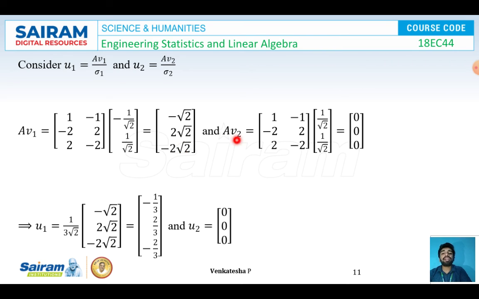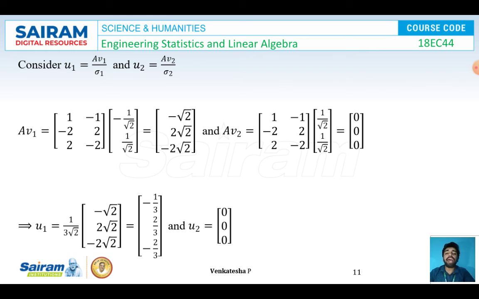Similarly, A v2 will become a matrix. I am taking A here, 1 minus 1, minus 2 2, 2 minus 2, with the v2 matrix 1 by root 2, 1 by root 2. After multiplying each row with columns, I got 0 0 0 for A v2. So now I am going to replace this A v1 vector and A v2 vector in this equation. So I got u1 is equal to 1 by 3 root 2, this is for the sigma 1 value, into the matrix A v1. So I got u1 is equal to minus 1 by 3, 2 by 3, minus 2 by 3, and u2 will be equal to 0 because A v2 is 0.